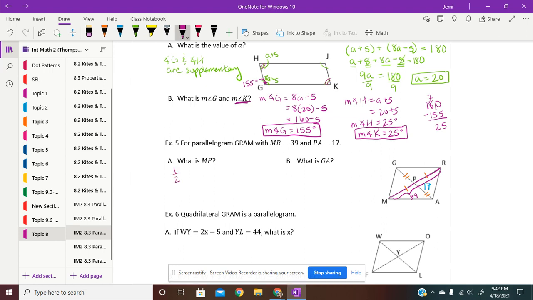So I can take half of a number. So half of 39, all right? That's also 2 into 39. Let's see, 2, subtract, 1, bring down the 9. 9 times 2 is 18 with a 1 left over. Okay, so I have that MP is equal to 19.5 or 19 and a half, which is just half of 39.